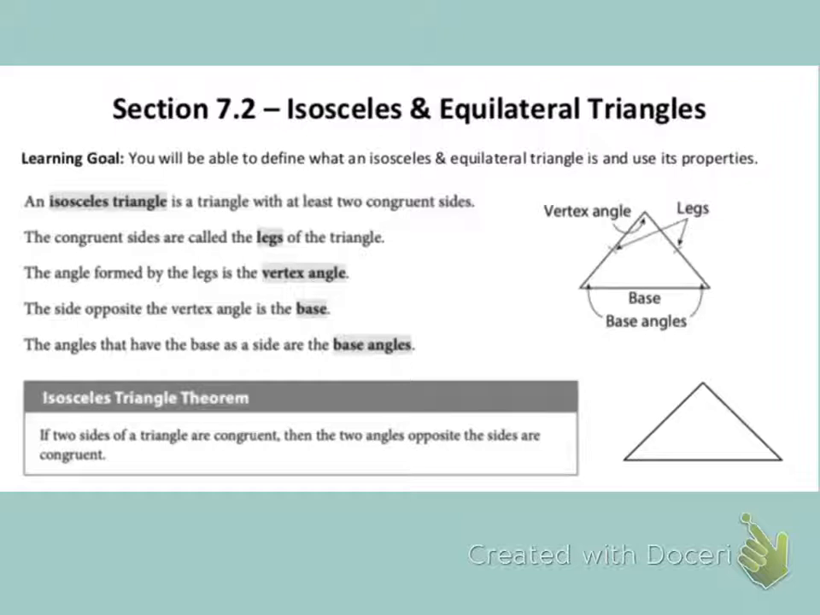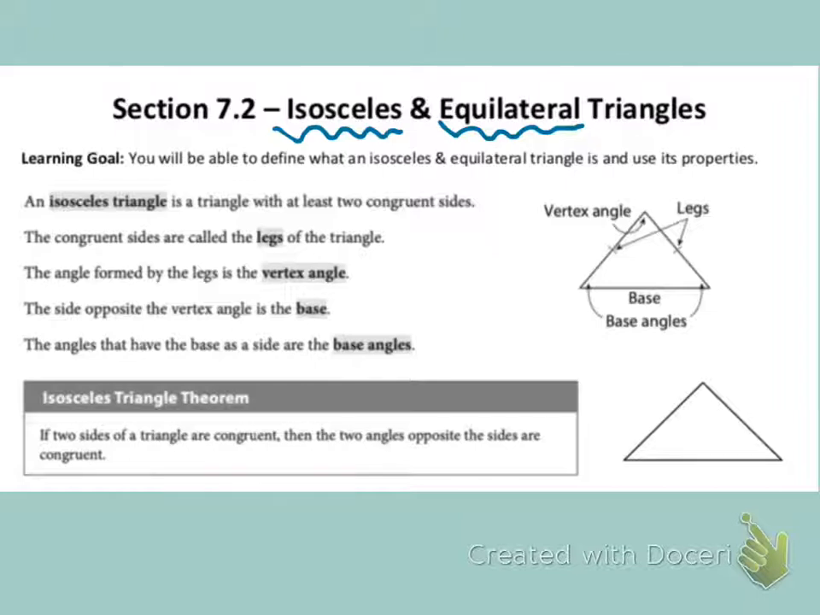So today we're going to make it official. What does the word isosceles mean? And therein, what is an isosceles triangle? And what about equilateral? What does that mean? So our learning goal will be to be able to define what an isosceles and equilateral triangle is and to use its properties.